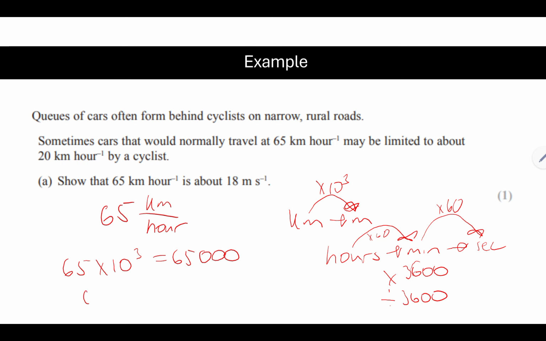So we do 65,000 divided by 3600, and that is 18.05 recurring meters per second, which is therefore about 18 meters per second. And there you have it.